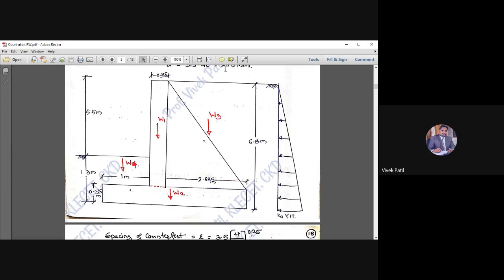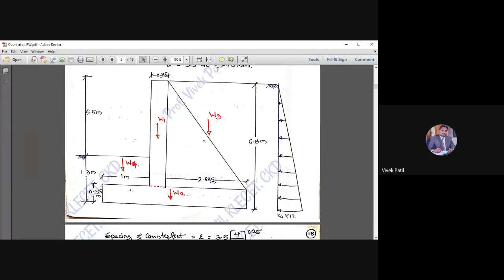There is no surcharge or traffic load given in the numerical. If they are given, we have to consider them accordingly. So if there is a surcharge, what will happen here? If there is a surcharge, that is, sloping soil is provided over this particular retaining wall, what has to be done? K value will be changed. So K will become K dash. That is the only difference here.